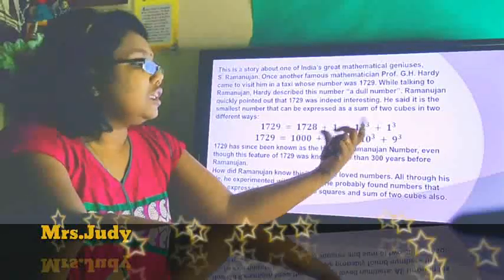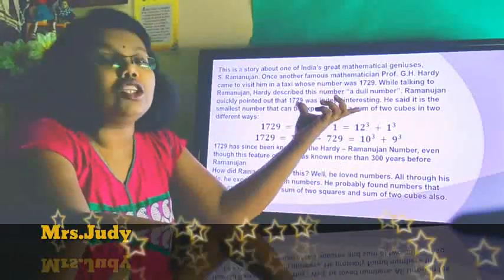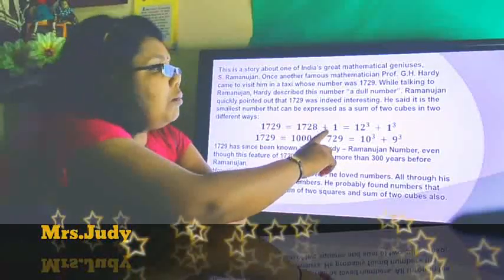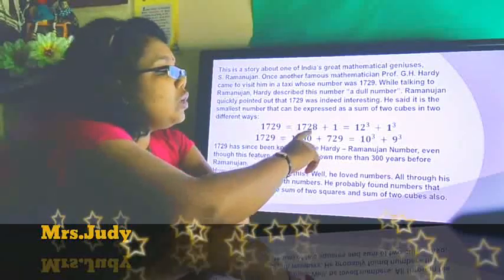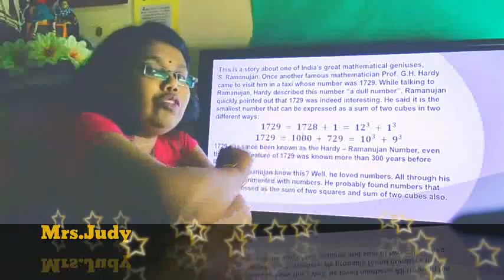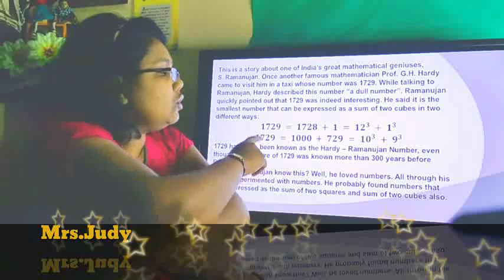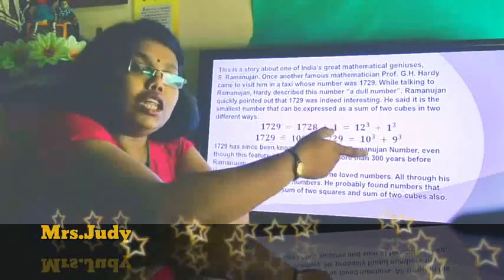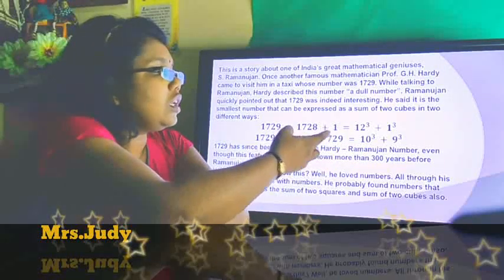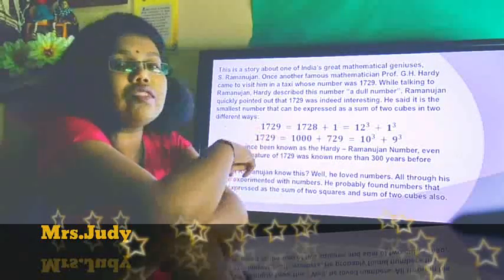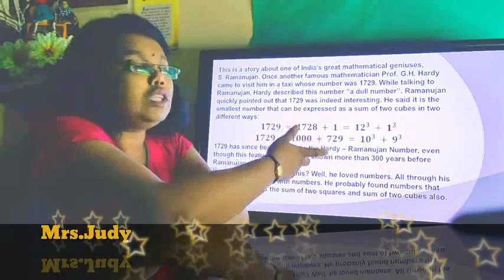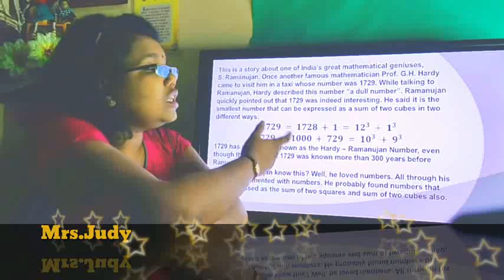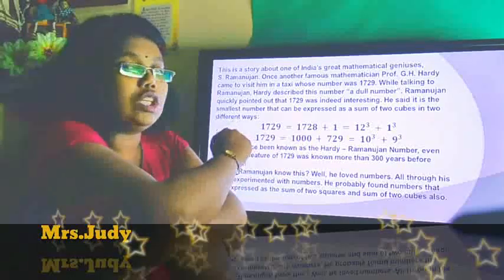Now here is the expression of what he actually meant. 1729 is the addition of 1728 plus 1. Now 1728 is the cube of 12 and 1 is the cube of 1. Addition of both these cubes gives you this number. And again 1000 and 729, another set of cubes. So 1000 is the cube of 10 and 729 is the cube of 9. So the addition of both these cubes gives you the same number. That's why it is an interesting number, and that's why this number is given the name Hardy-Ramanujan number.